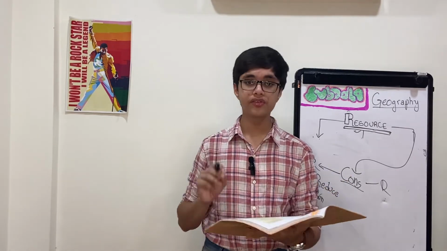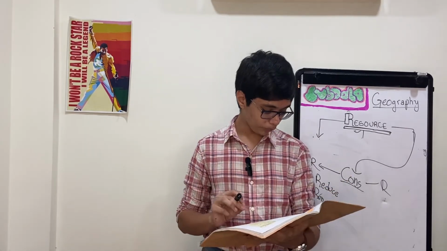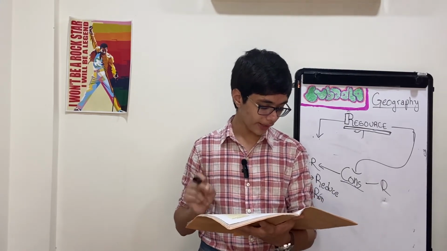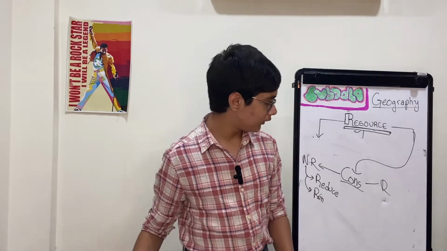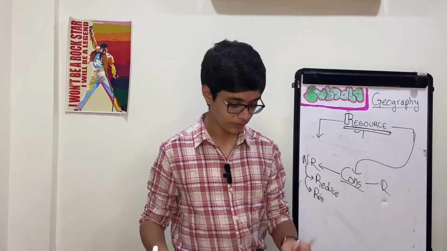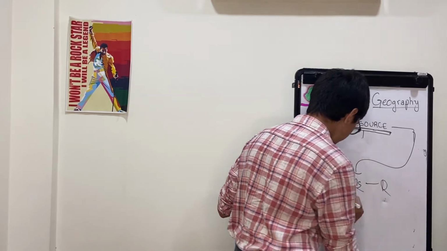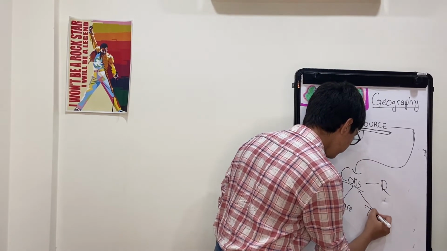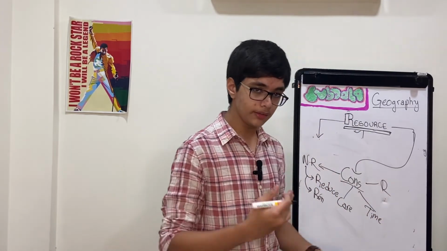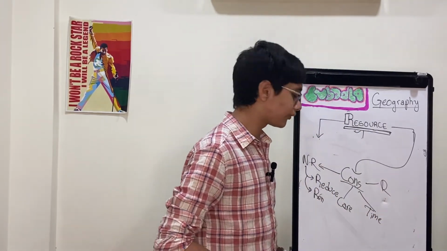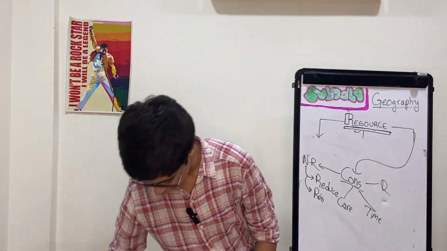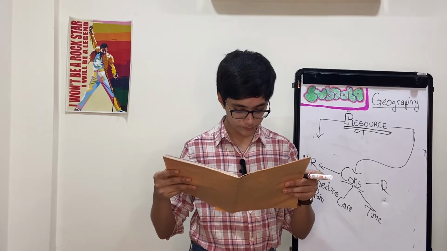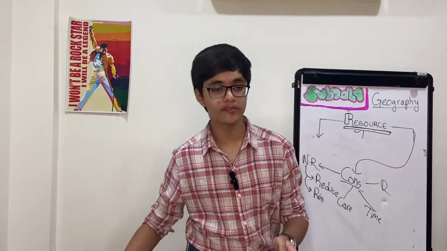So there are a few definitions here, all of which are extremely important. Turn to page number 4. Using resources carefully and giving them time to get renewed is called resource conservation. Using resources carefully and giving them time to renew is called conservation of resources. Balancing the need to use resources and also conserve them for our future is called sustainable development.